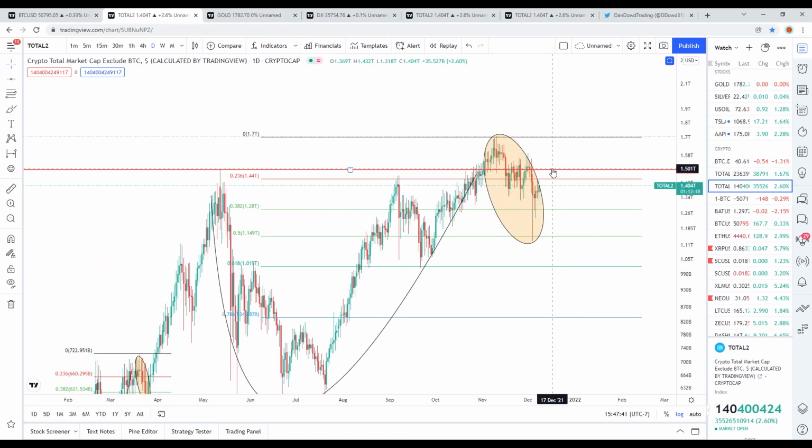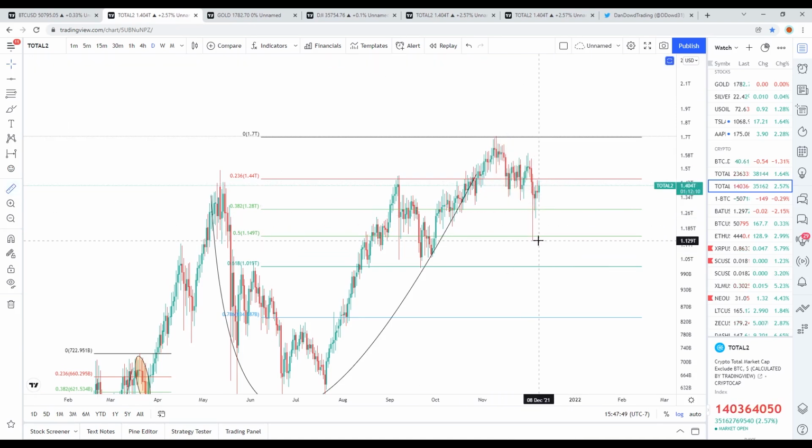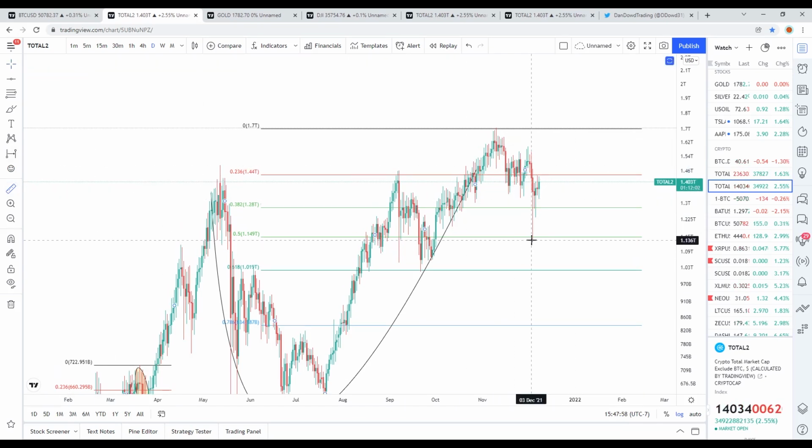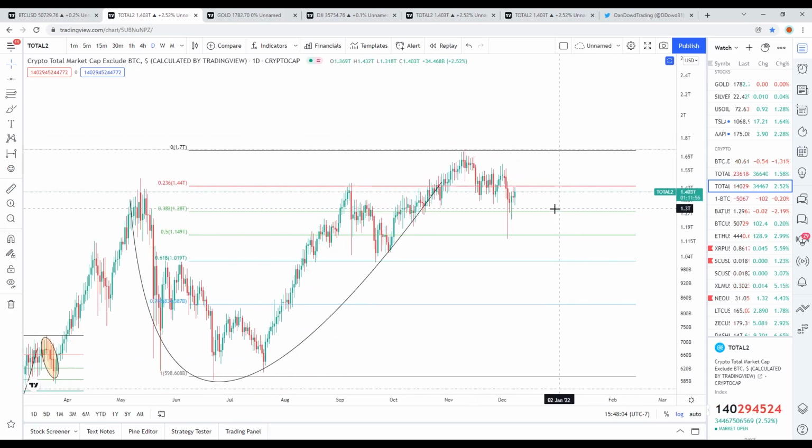And after it broke through that all-time high, it retraced down to the 0.5 Fibonacci retracement level, and now we are seeing this nice bounce come off that level. Since that low, it has rallied up about 23%. So we are seeing a nice bounce off of that 0.5 Fibonacci retracement level.